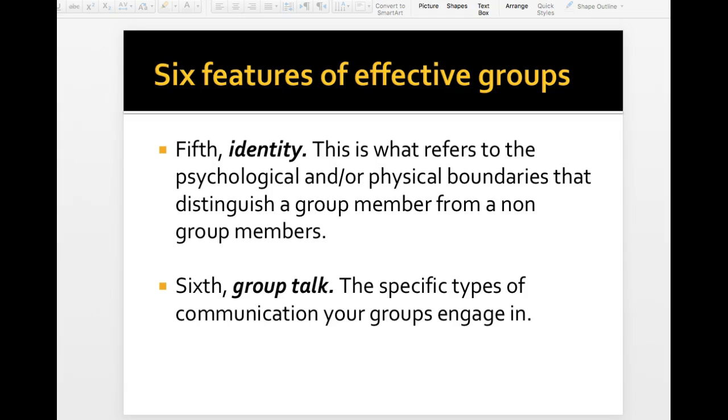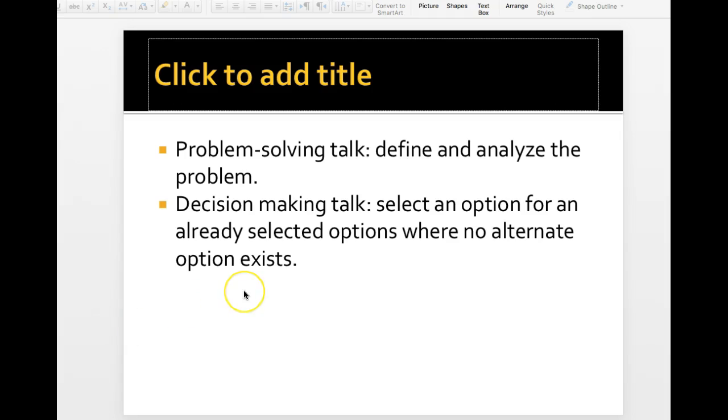And then finally, the last characteristic of an effective group is group talk. There is specific communication that groups use that is different than individual or interpersonal communication. There are two types. So kind of think about, does your group engage in problem-solving talk or decision-making talk? Probably a combination of both. Problem-solving talk is where you deal with one problem at a time. Decision-making talk is where you have to select from an option.